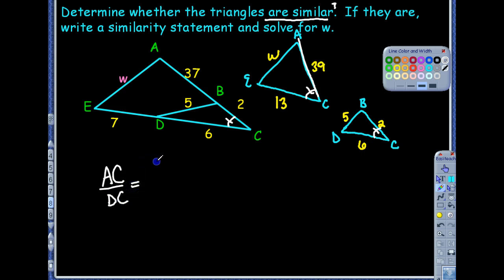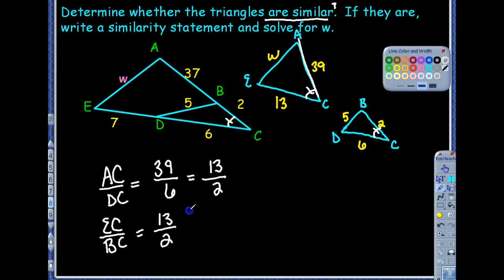So that's going to be 39 over 6, sorry, 6. That's okay. So that would be 13 over 2. And then the other set of sides that I'd want to compare would be? I started with the bigger triangle, so EC to BC. That simplifies to 13 over 2, which is simplified already. So those are the same, and we have the included angle. So yes, these are similar.